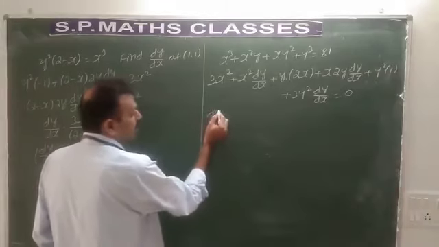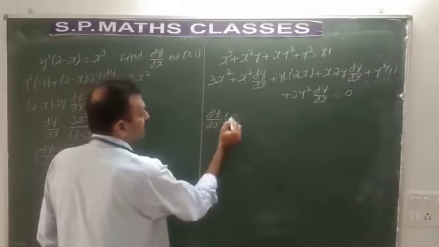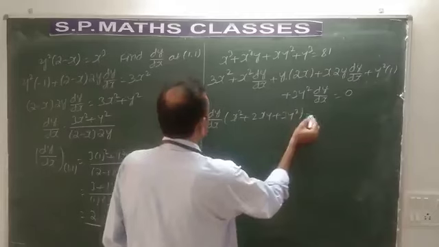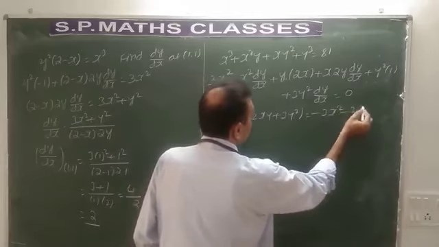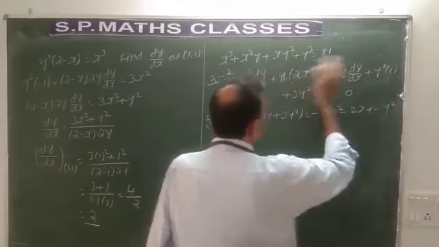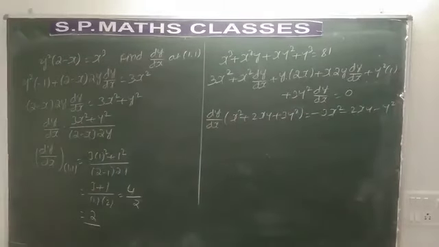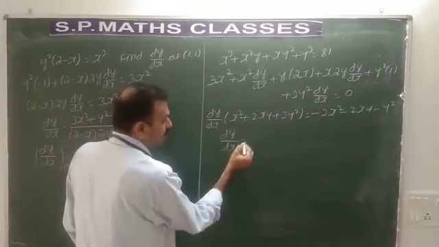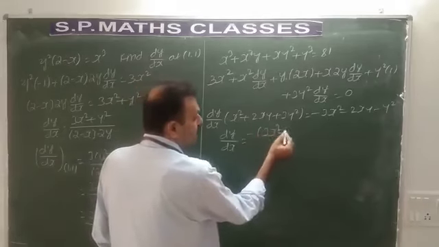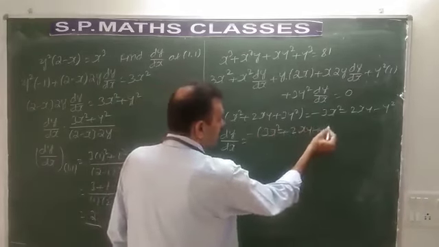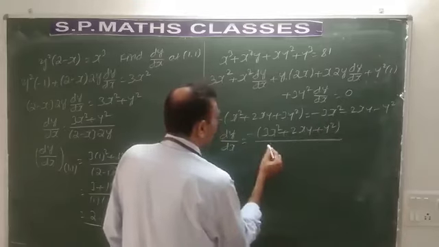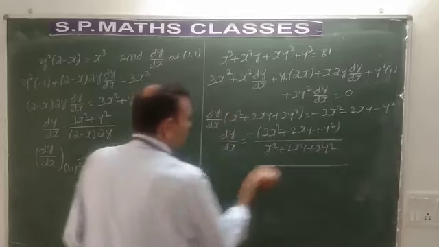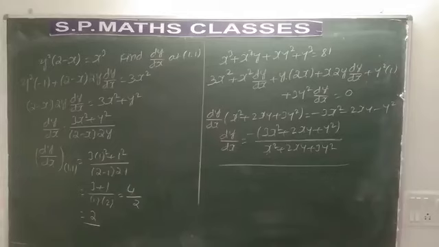Now let us take dy by dx as common factor. (x squared plus 2xy plus 3y squared) dy by dx is equal to minus 3x squared minus 2xy minus y squared. So terms independent of dy by dx should be taken to the RHS. So what is dy by dx now? Dy by dx is minus of (3x squared plus 2xy plus y squared) divided by (x squared plus 2xy plus 3y squared). This is the answer we get. Hope you have understood this problem also.